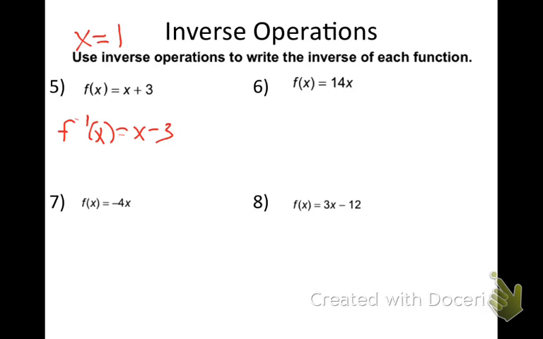Yep, that's just x minus 3. And if I plugged in 1, that would give me 4. Then if I took 4 and plugged that back in, I would get back to 1. Okay, nice job. 6, f of x equals 14x. What would the inverse of that one be, Mono? Very good. X divided by 14.